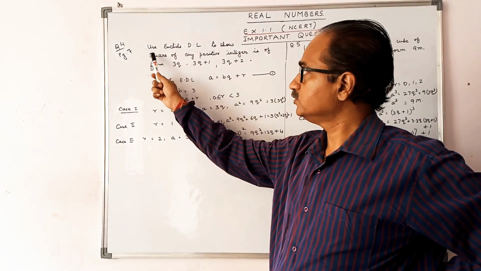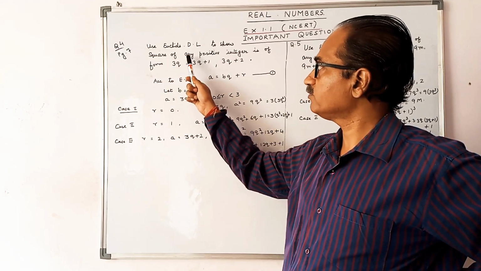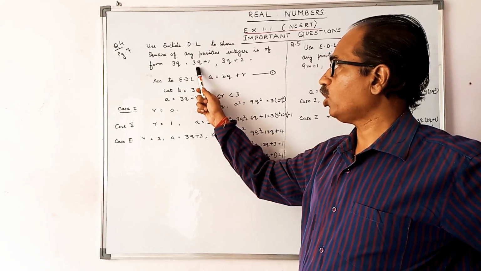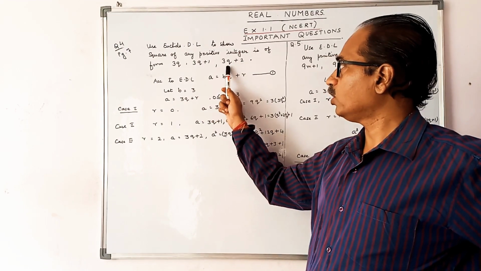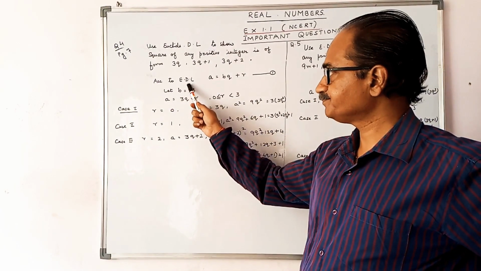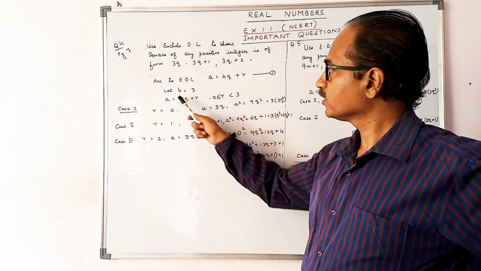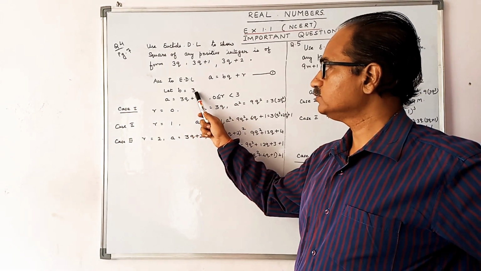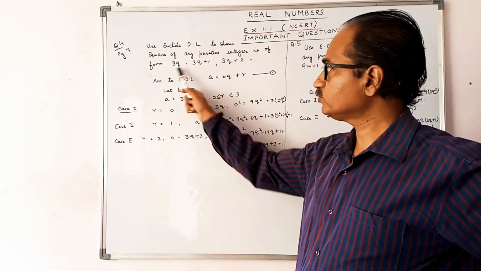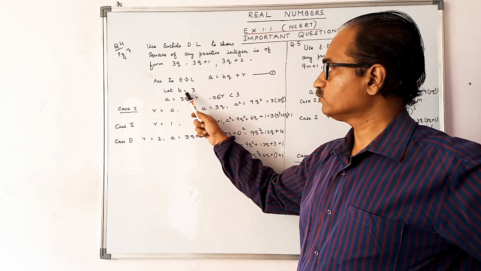Question number 4 says use Euclid's division lemma to show that the square of any positive integer is of the form 3q or 3q plus 1 or 3q plus 2. Now according to Euclid's division lemma, a is equal to bq plus r. You know this. Now let b is equal to 3, because here it is 3. So we have to take b is equal to 3. Suppose it was 4 here, so we would have to take b is equal to 4. So b is equal to 3.